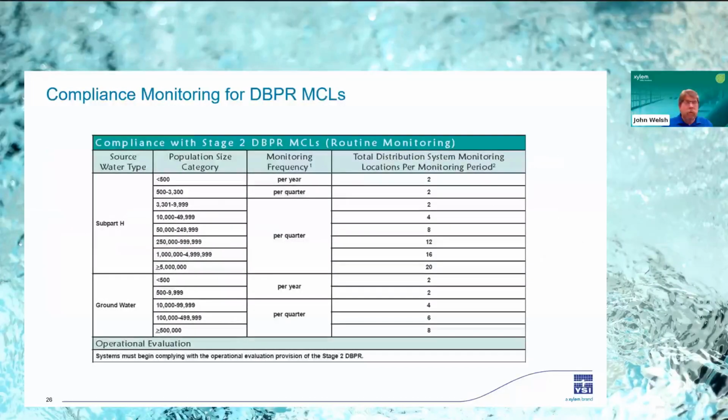In addition to the LRAAs for both these compounds, the total distribution system monitoring points and monitoring frequency are determined by the size of the community and the type of water. So you see on the left-hand side here, subpart H for groundwater, the population size of the community, how often these must be reported per year, per quarter, and depending on the size of the distribution system, how many points must be monitored. The type of water, again, being subpart H in groundwater.